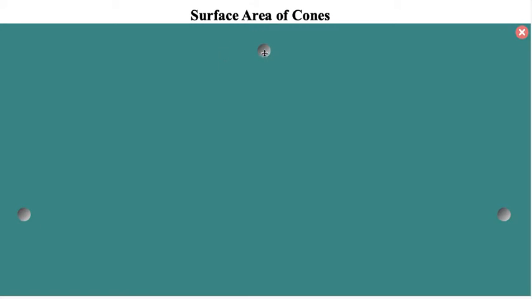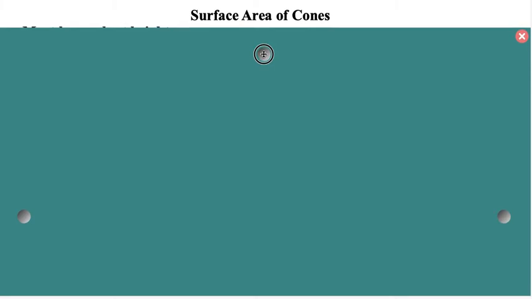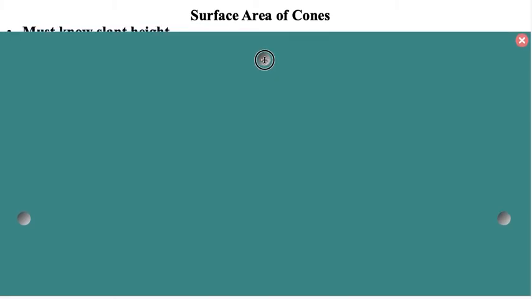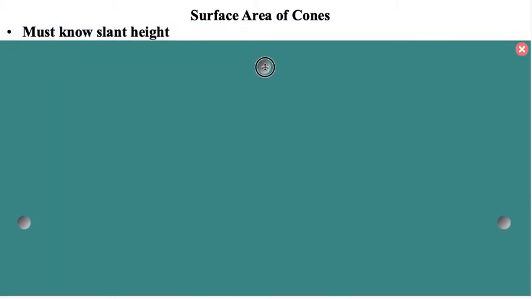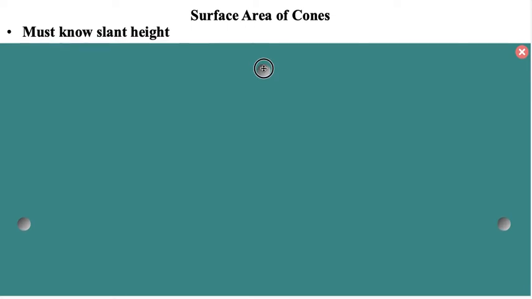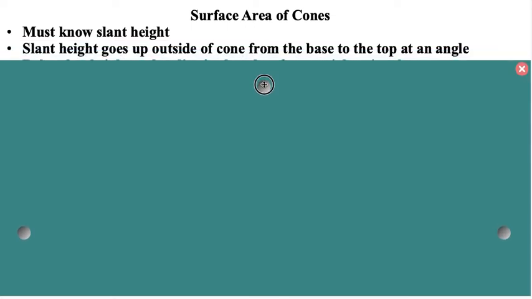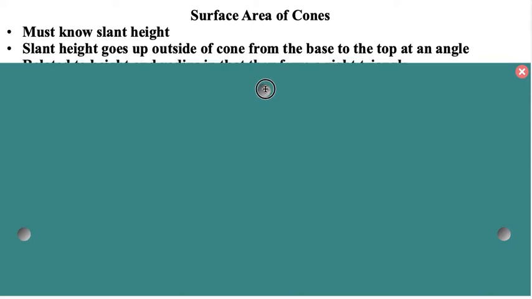Surface area of a cone. Just like with a cylinder, we had to come up with a net. Surface area for a cone does require a net too, except it's a little bit different. You must know the slant height, not to be confused with the height. The slant height is not the height. The slant height goes up from the outside of the cone, from the base to the top at some angle, however steep the cone is.